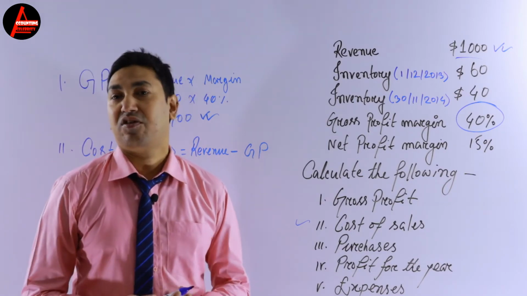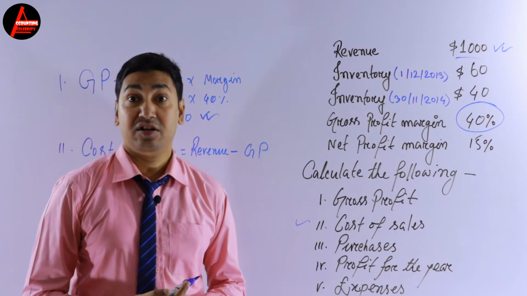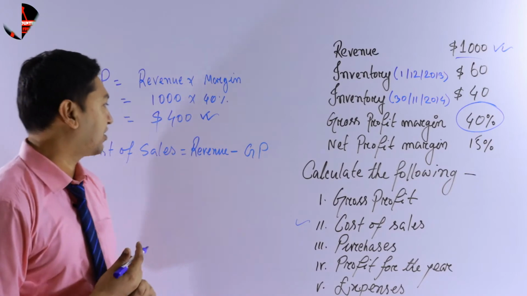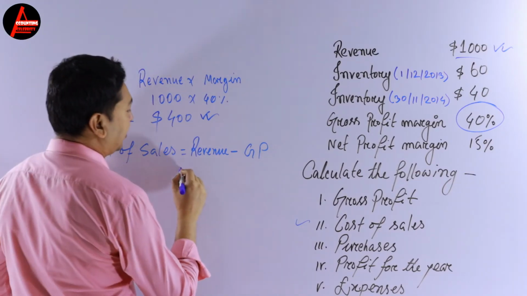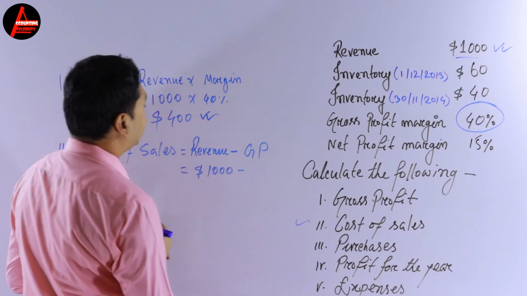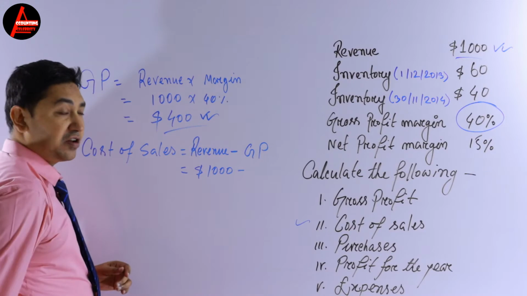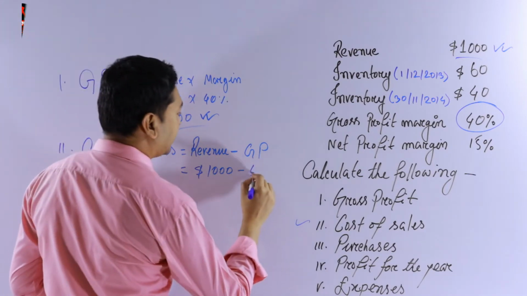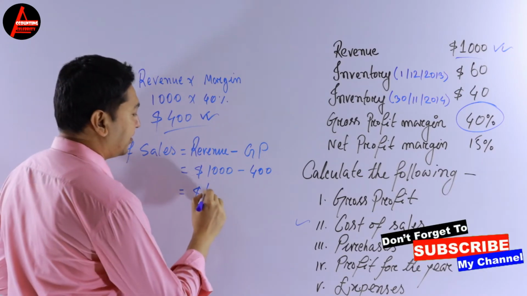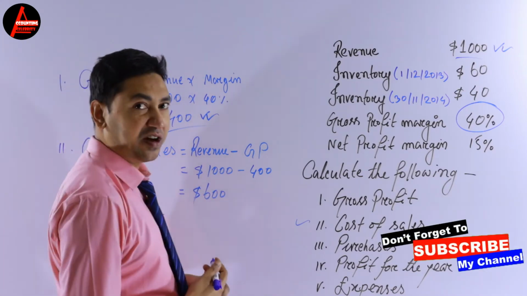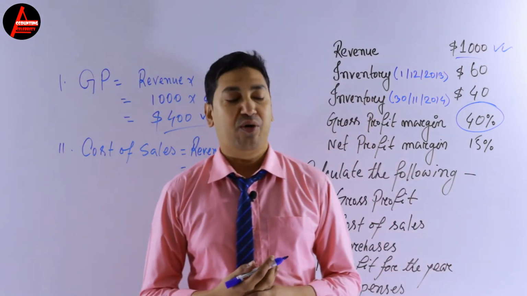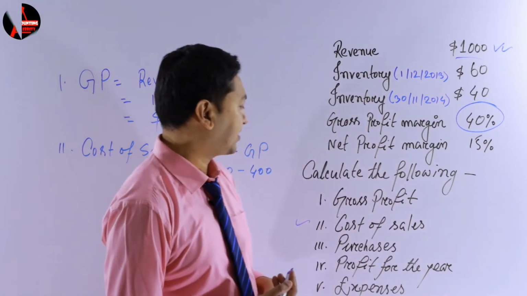Okay, so cost of sales is also called cost of goods sold. Okay, don't be confused, these are the same term. Okay, so what is the revenue here? Revenue here $1,000 right here, minus what is the gross profit? It is given here already, we calculated $400. So right here $400. Okay, so if you minus, your answer is here $600. Okay, so very easy. Yeah, you need to practice more. Okay, so what is next?